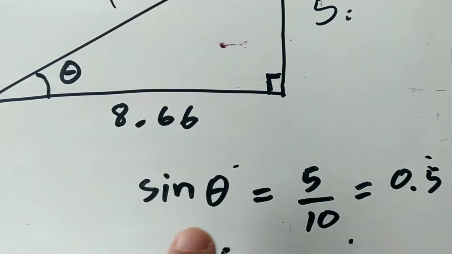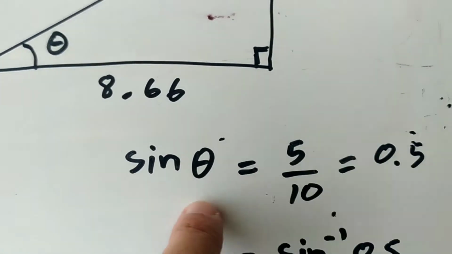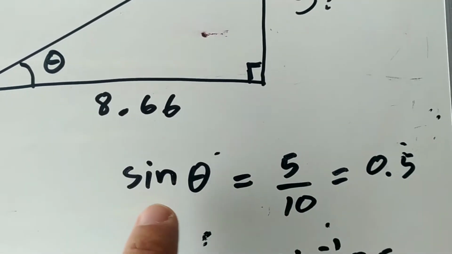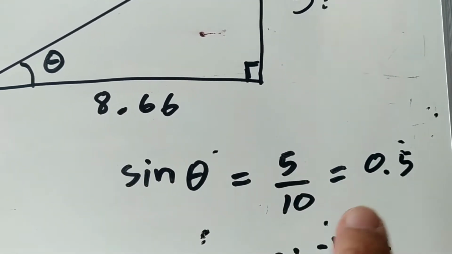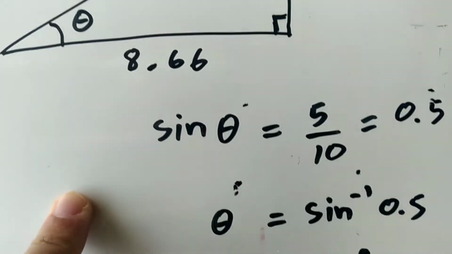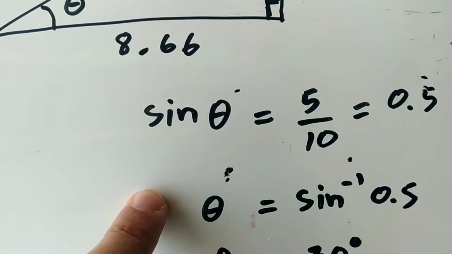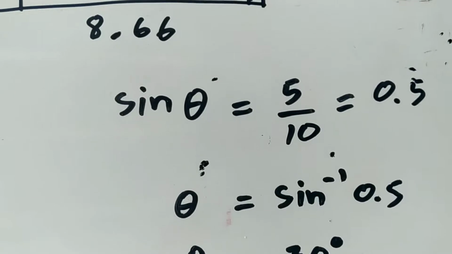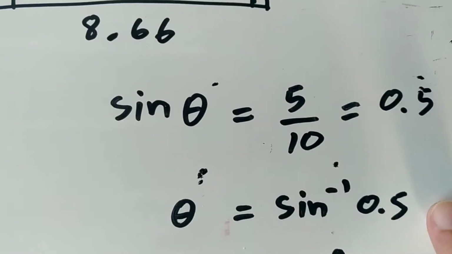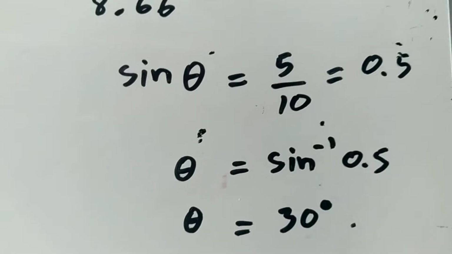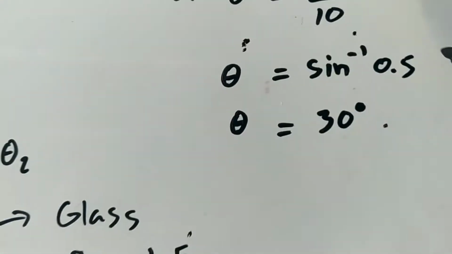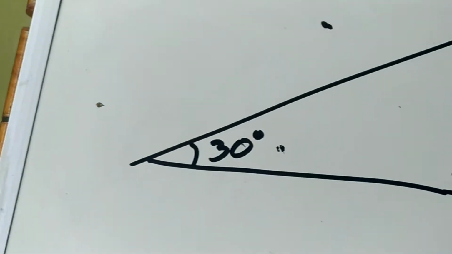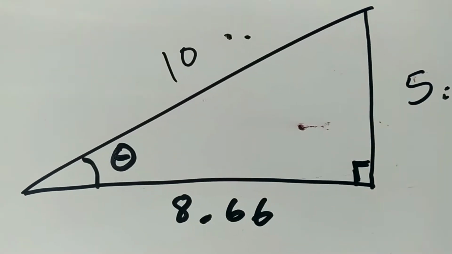And this is saying, sine of what angle equals 0.5? What angle can I put in here that will make this true? Well, use that inverse key that I showed you. So take theta equals inverse sine of 0.5. Put that in your calculator and you should get 30 degrees. So that's how to go backward from that one to this one.